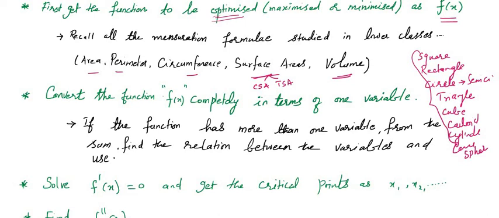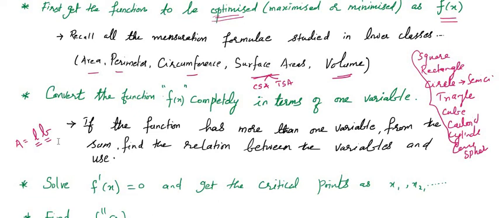Suppose I take the area of a rectangle. A is equal to L into B. Here L is a variable and B is also a variable. Understood? Therefore, this has to be converted in terms of one variable, that's very important. Here we have two variables, but it must be converted in terms of one variable, either in terms of L or in terms of B. Understood? If we understand that technique, then the problem becomes very easy.